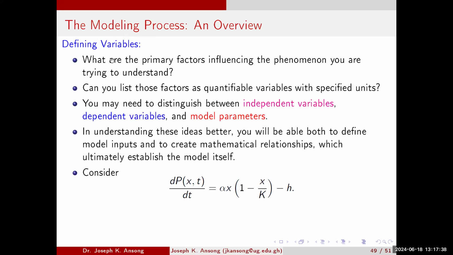Then define the variables, the most important variables. You would look at the dependent and independent variables. In other words, factors that are influencing the phenomenon that you want to understand. So you should be able to list down those factors, quantifiable variables, maybe with specific units. If it's temperature, if it's the mass, the concentration of something. So you should have independent and dependent variables, and sometimes you would have some parameters in the model.